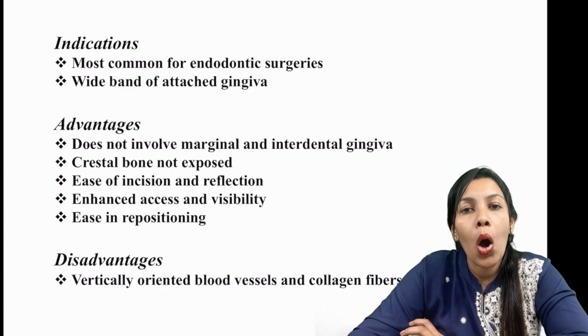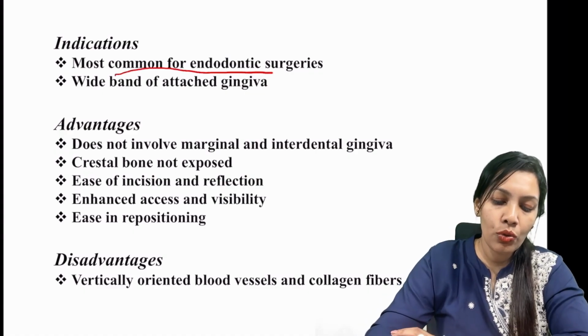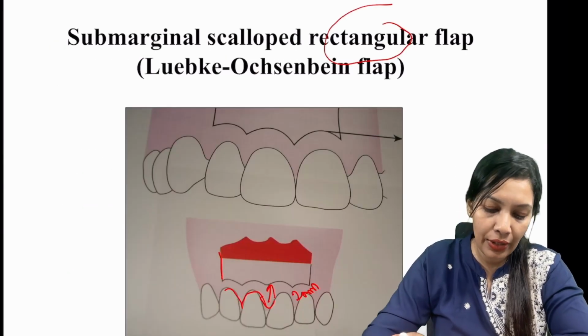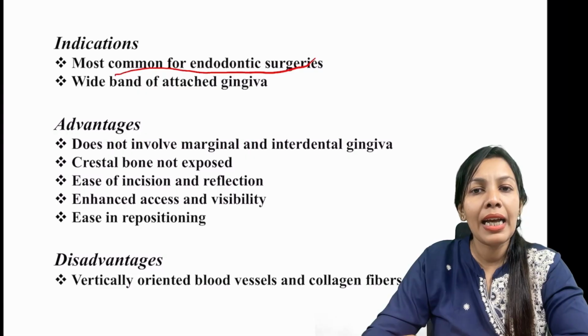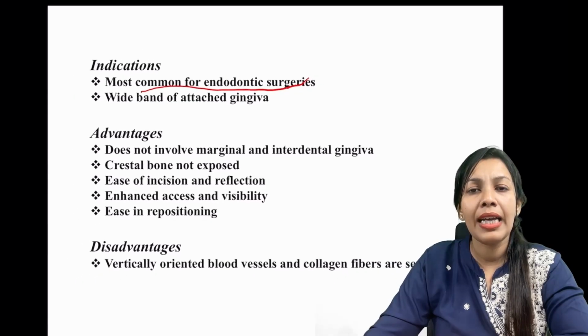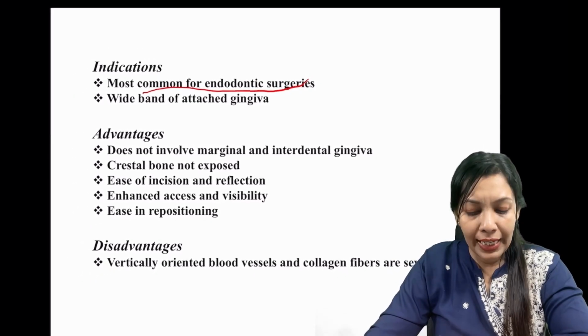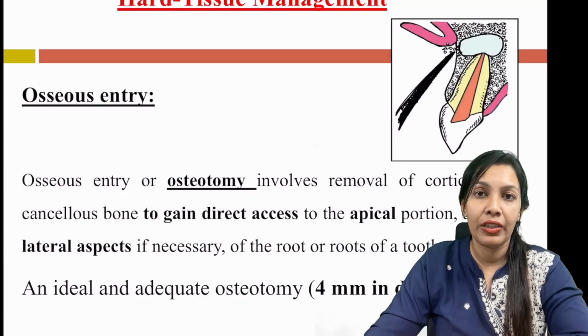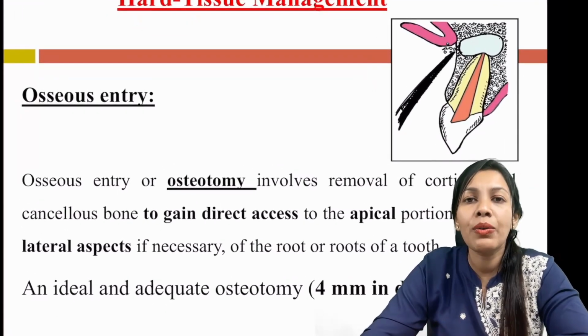This is one of the most common for endodontic surgery, and it has a wide band of attached gingiva. You can see here it has a wide band of attached gingiva. The advantage is that it does not involve the interdental margins and interdental gingiva. The crestal bones are not exposed, and there is ease of incision and reflection. The disadvantage is that there is a chance of vertically oriented blood loss, and collagen fibers may be severed. So that was about flaps.